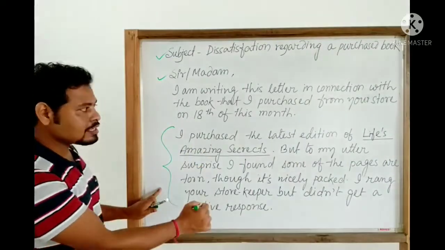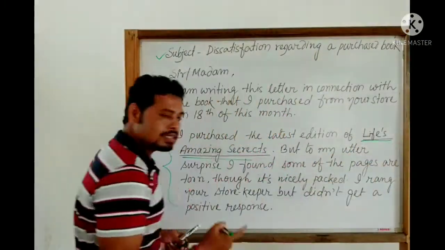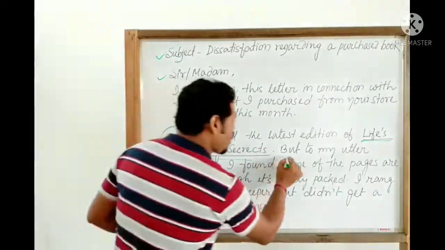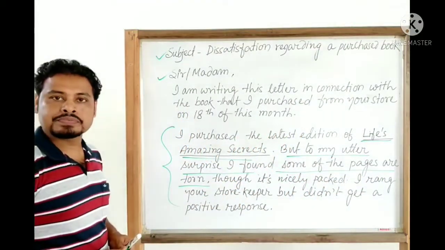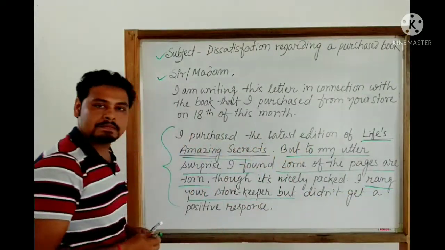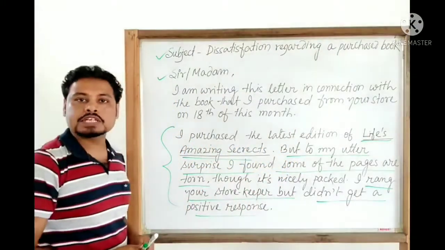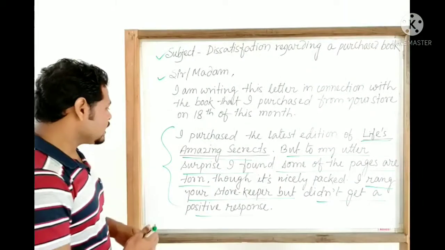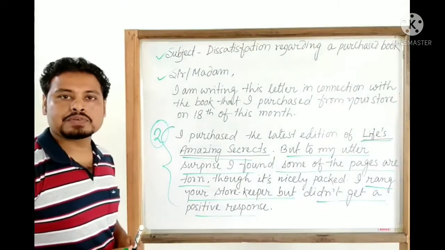Here you have given the details of everything, that you purchased a book, and the name of the book also you have given. This detail needs to be given. Then what you found, that means what your problem is. This is the problem: some of the pages are torn. Then what effort you took? You rang the storekeeper, but as you didn't get a positive response or a fit reply, now you are writing the letter to the sales manager. So in this particular para number 2, the details we have to give.